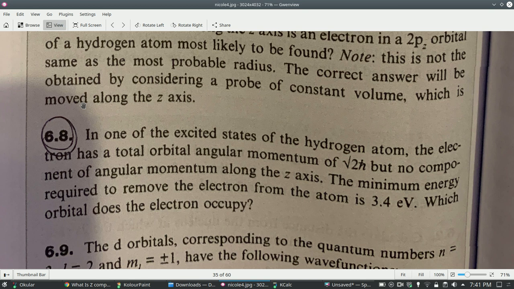Hi Nicole, this is 6.8, and in it we want to find the orbital that the electron is coming from. This electron is in an excited state of the hydrogen atom. Now remember that for the hydrogen atom, the energy of the electron is only determined by the energy level, the n, the principal quantum number.